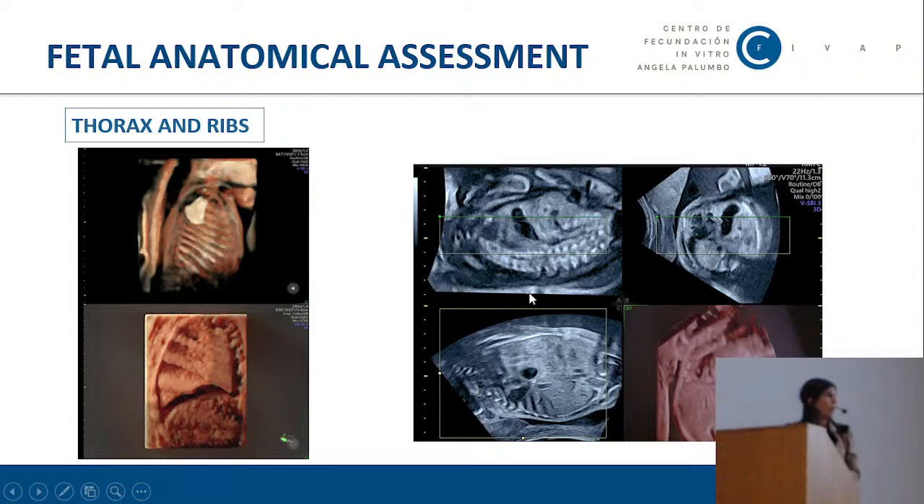And then we have here the multiplanar example of a congenital diaphragmatic hernia. This is the sagittal view. We can see the stomach inside the thorax of the fetus. Here in the axial plane, we can see the heart and the stomach inside the thorax. And the coronal view, and this is the 3D rendered mode.